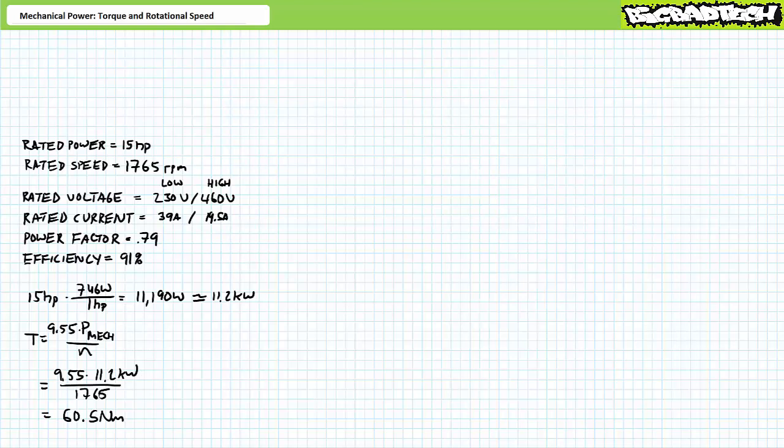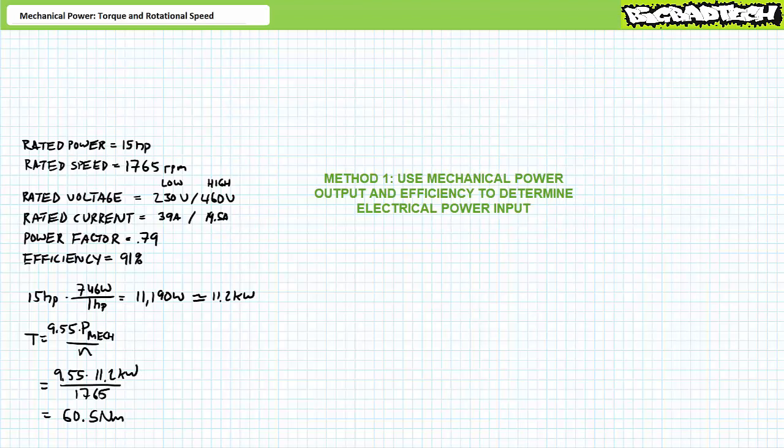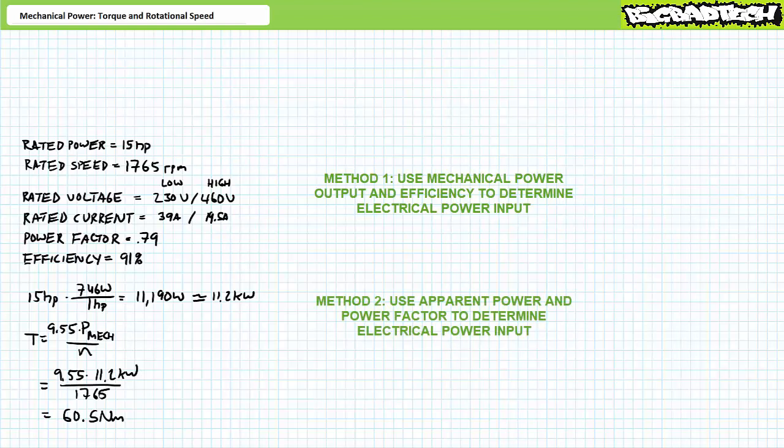Now the somewhat more difficult part. There are a couple ways to determine real electrical power input. Method 1, use mechanical power output and efficiency to determine real electrical power input. Method 2, use apparent power and power factor to determine real electrical power input. Importantly, both methods should yield reasonably close answers.